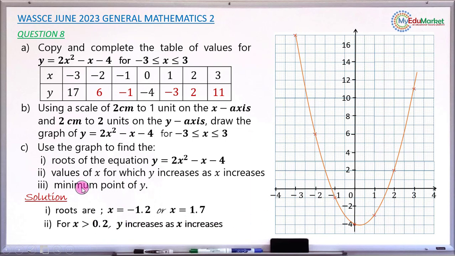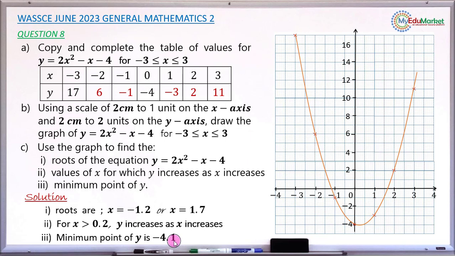So the last question is the minimum value of y. The minimum point is usually where your curve turns up. So the value of y at that very point gives the minimum value of y. This is where the curve turns up. And if you now move to the y-axis, this is a little below this -4, which means this is somehow going to be -4.1. So that will be the minimum value of y. So you now write the minimum value of y is -4.1. This answered all the questions.